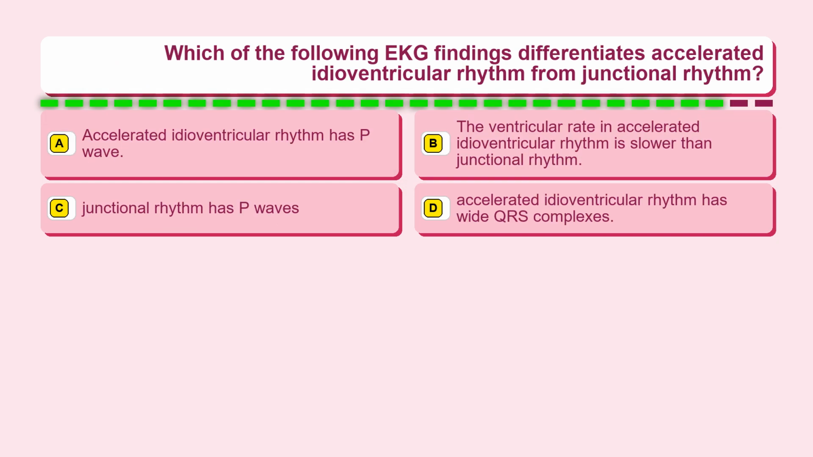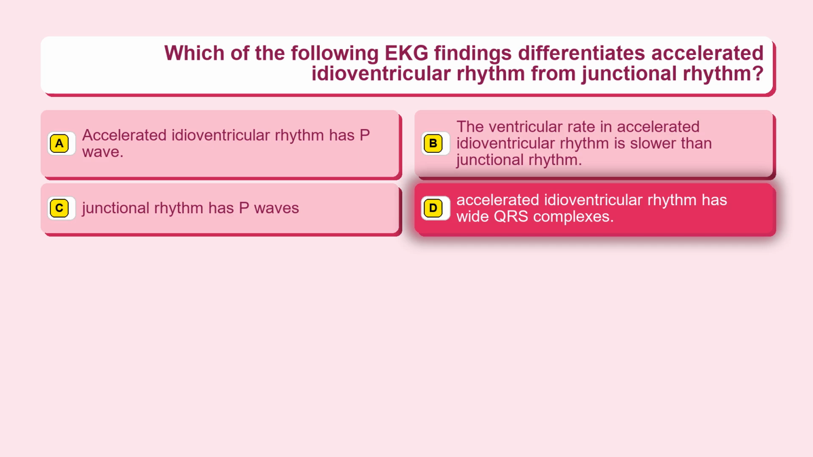Question 67. Which of the following EKG findings differentiates accelerated idioventricular rhythm from junctional rhythm? Option A, accelerated idioventricular rhythm has P waves. Option B, the ventricular rate in accelerated idioventricular rhythm is slower than junctional rhythm. Option C, junctional rhythm has P waves. Option D, accelerated idioventricular rhythm has wide QRS complexes.